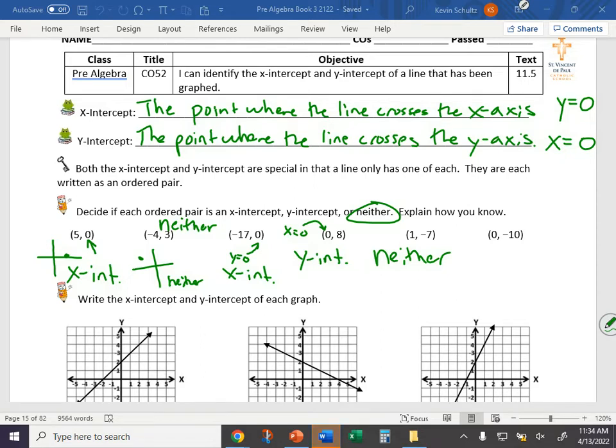And 0, negative 10. Lexi? Y-intercept. X equals 0. If we visualize where that is, 0, negative 10, negative 10 on the y-axis.